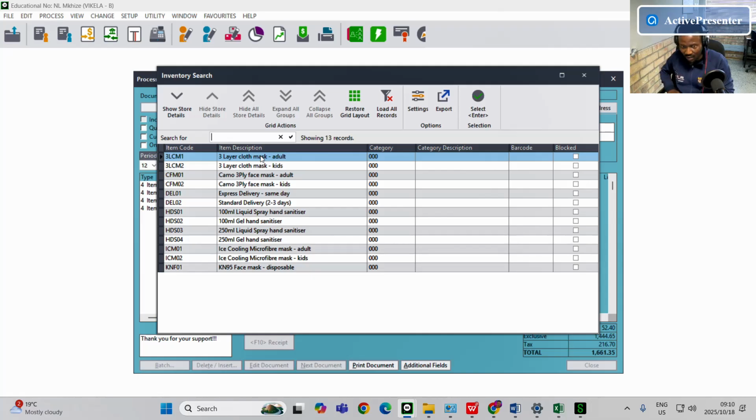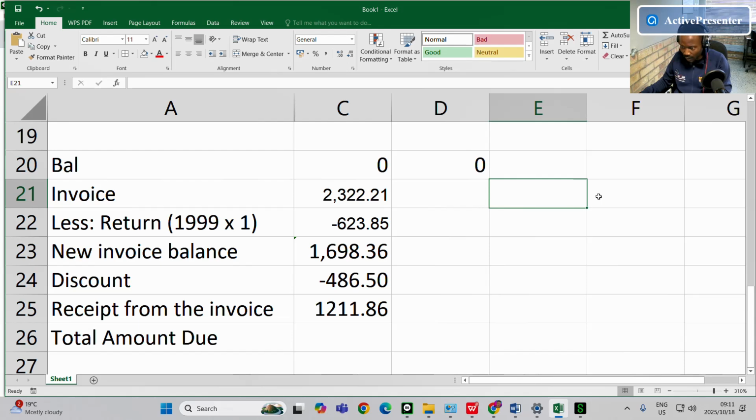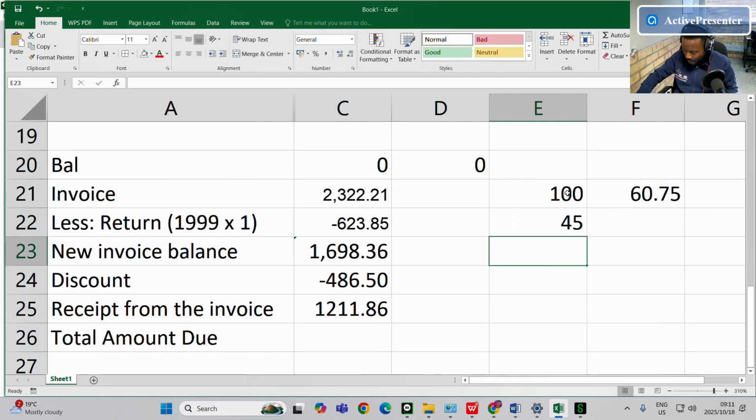I'm sure we're supposed to add this inventory, so let me just add it because I haven't done the suppliers. Code is PFS01. Then units is each, and then it says key in cost price and selling price. The cost price is 60.75, and then we are supposed to calculate the selling price. So 60.75 is the 100%, and then the markup is 45, making a selling price of 145.